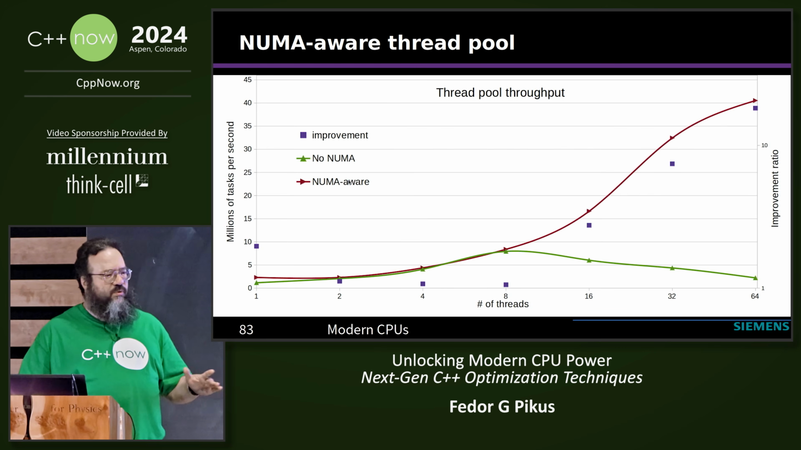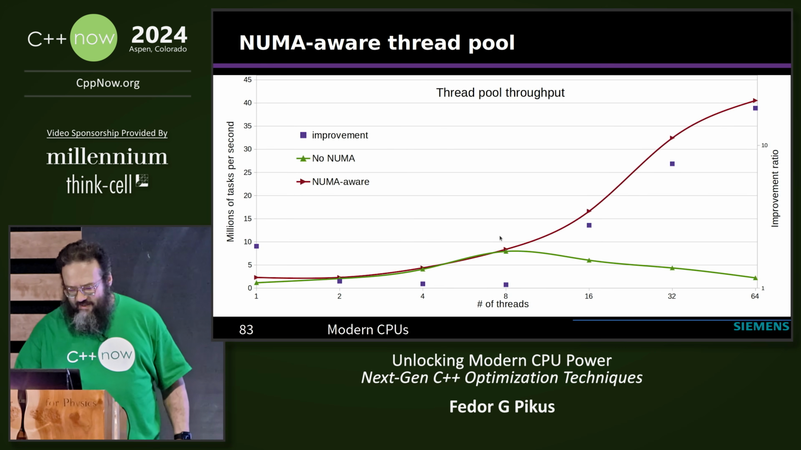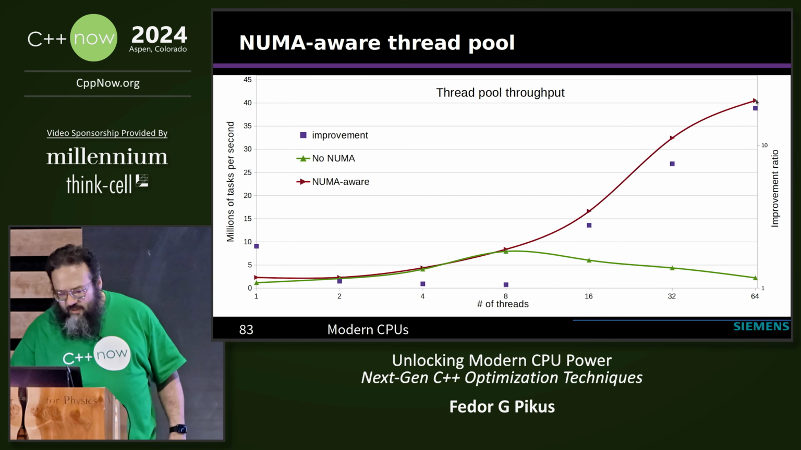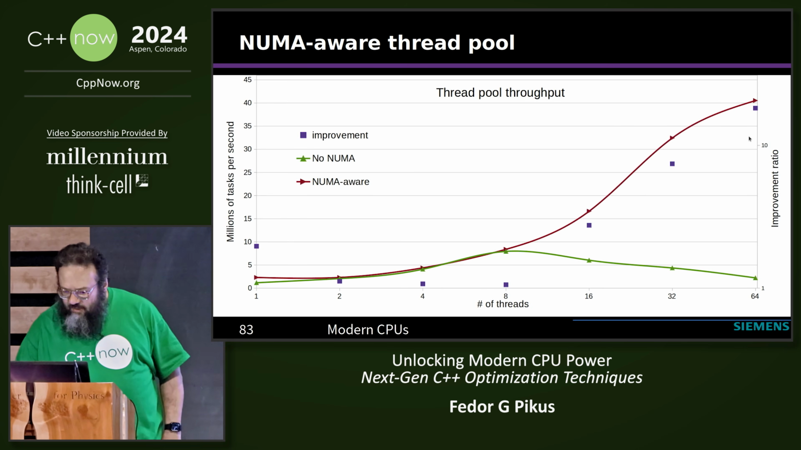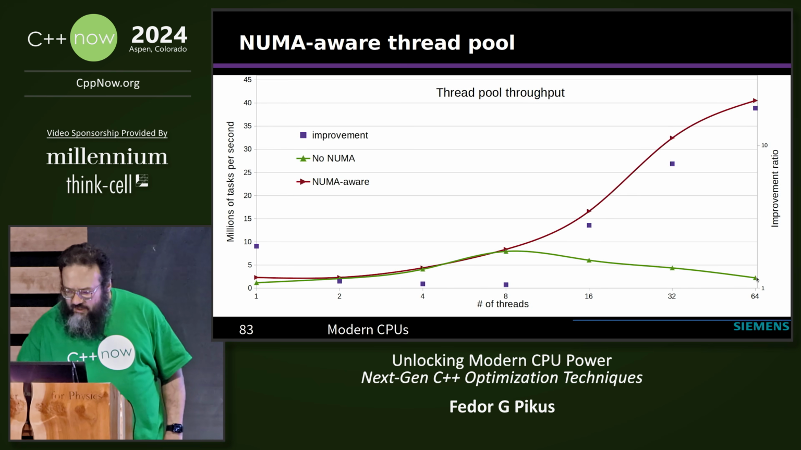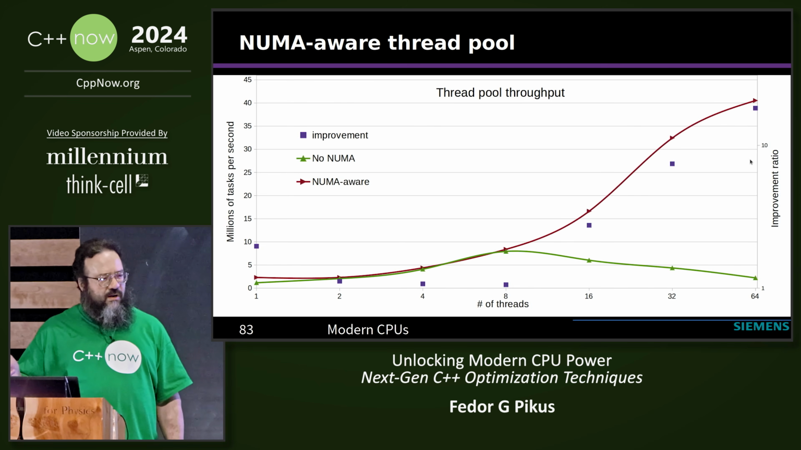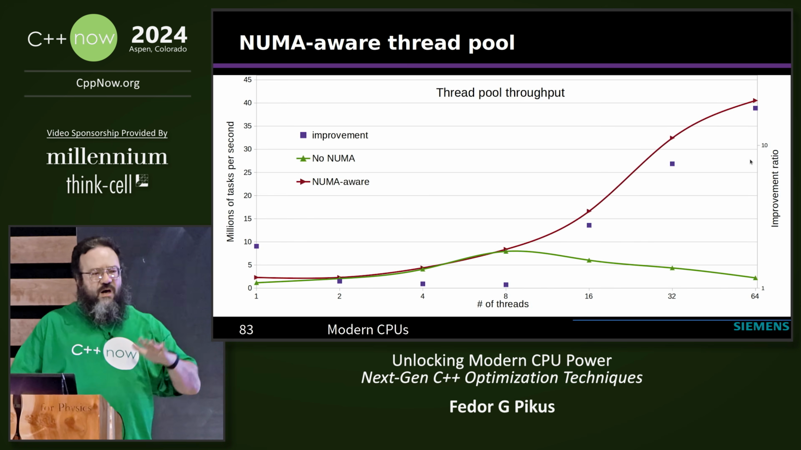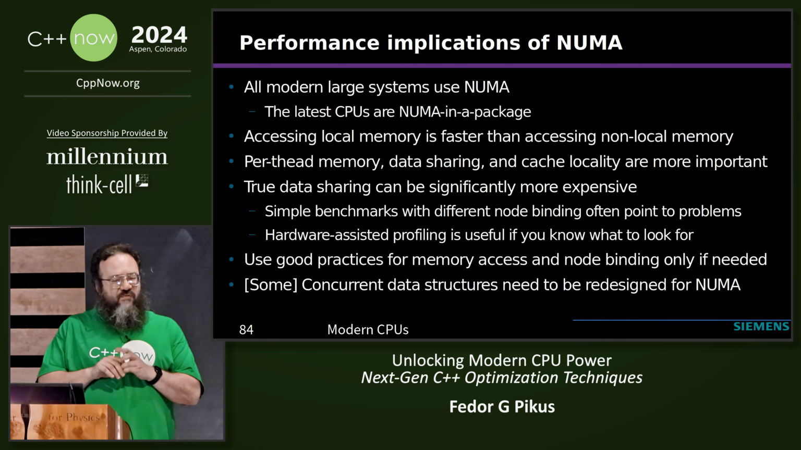NUMA-aware thread pool, that's with all the stops pulled: batch submitter, shared count, everything. 42 million tasks per second, compared to about 2 million tasks per second at one thread per core. So these optimization techniques with hierarchical data structures are very effective on NUMA systems for shared state.